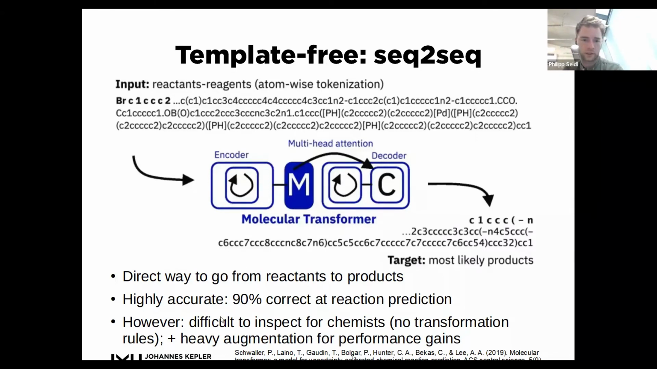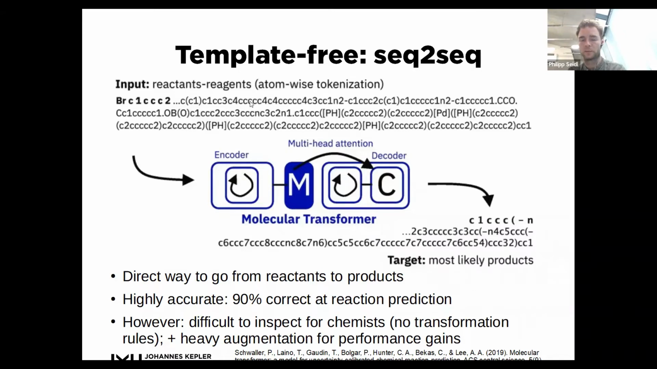So again, this in the forward setting is way easier than the backward setting, but this transformer achieved a really high accuracy of 90%, predicting the correct product. But a bit of a downside is that it's difficult to inspect. So there are no transformation rules. And to achieve really good performance, they need a lot of augmentation.